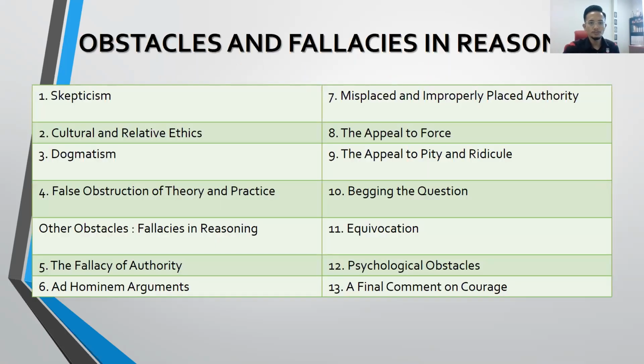So we will go through this. There are 13 obstacles and fallacies in reasoning. The first one, skepticism, cultural and relative ethic, dogmatism, false obstruction of theory and practice, the fallacies of authority, ad hominem argument, misplaced and improperly placed authority, the appeal to force, appeal to pity, ridicule, begging the question, equivocation, psychological obstacles, and a final comment on courage.